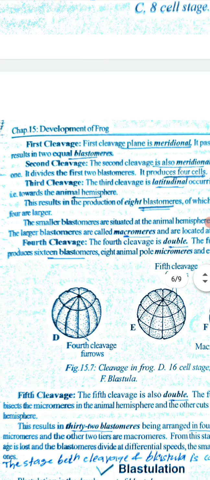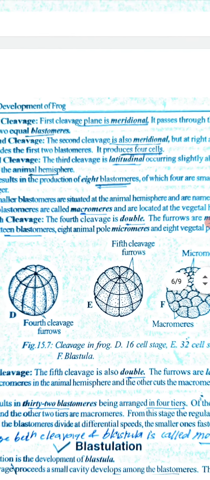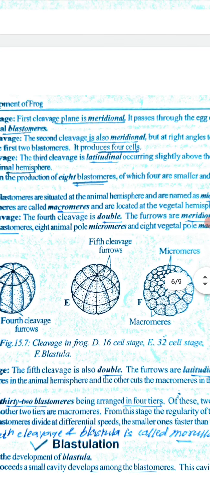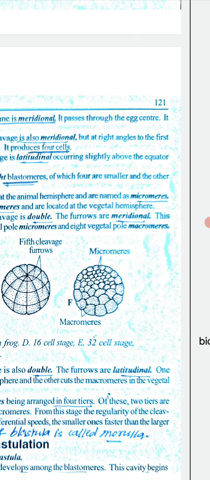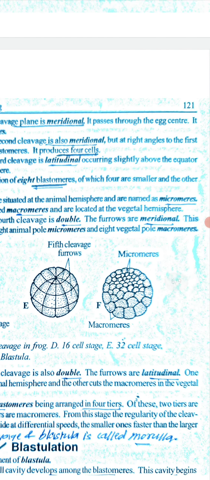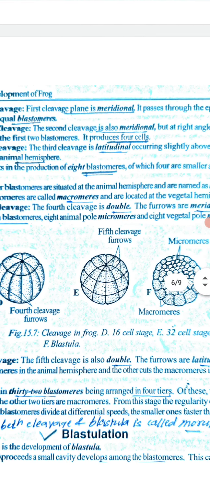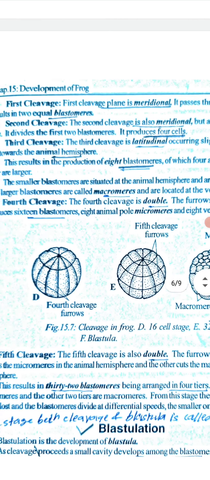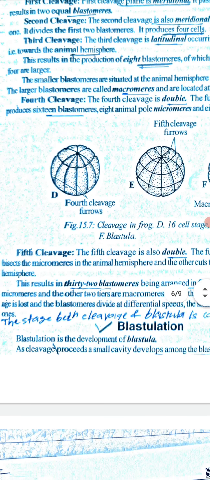The next cleavage is the fourth cleavage. In the fourth cleavage, double furrow formation takes place. The double furrow is formed, that is meridional, at right angle to the first and second ones, to form 16 blastomeres. 16 blastomeres are formed. And the last one is the fifth cleavage.